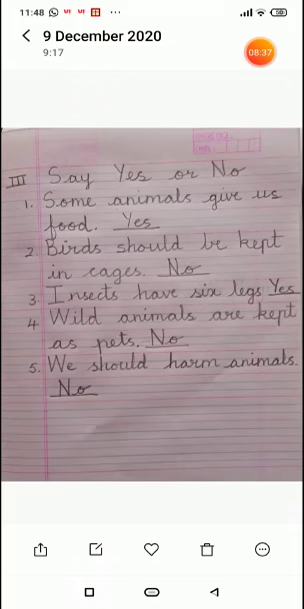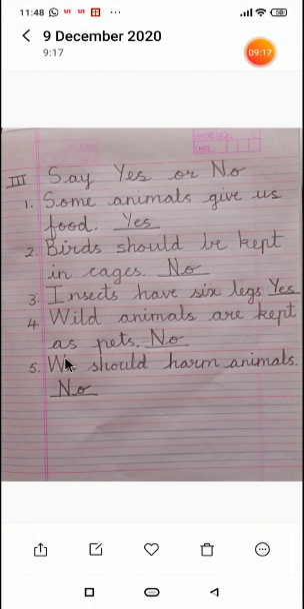Then we have the next page which says yes or no. There were many, but I have only given you 5. Some animals give us food. I explained to you, children, that there are some animals, from them we get food, so yes. Birds should be kept in cages. Should we keep birds in cages? No. Insects have 6 legs. Yes. Wild animals are kept as pets. No.